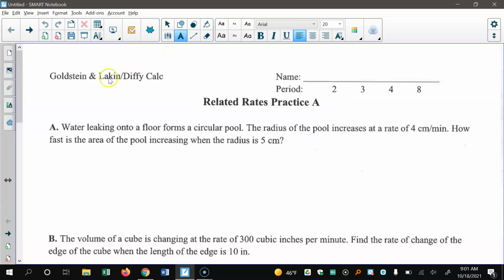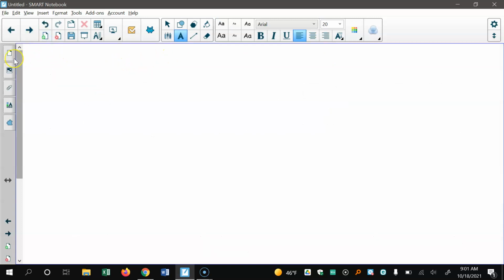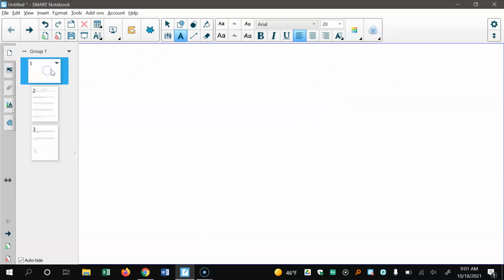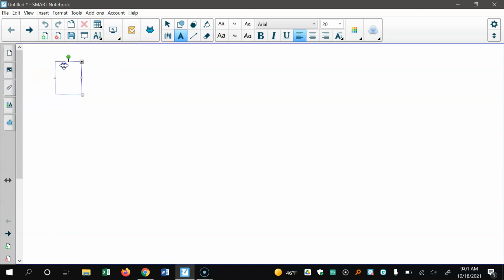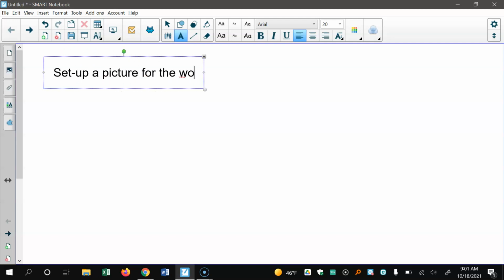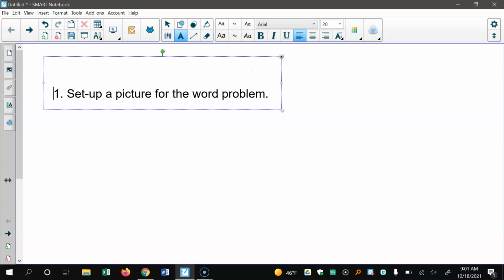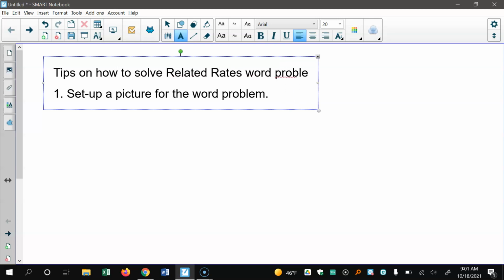Good question. You're going to need some tips for this before we actually go on. I don't think these problems are going to get terribly complicated. The first tip is you've got to set up a picture for the word problem. Okay, let's do that first. Number 1, tips on how to solve related rates word problems. Write this anywhere you need.